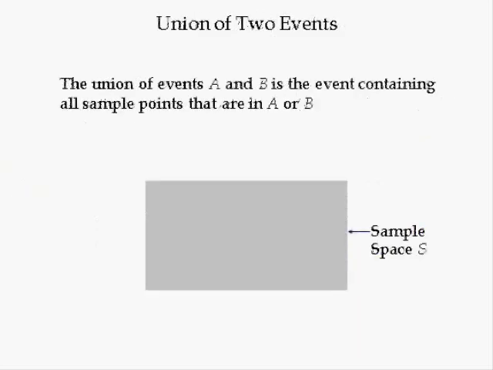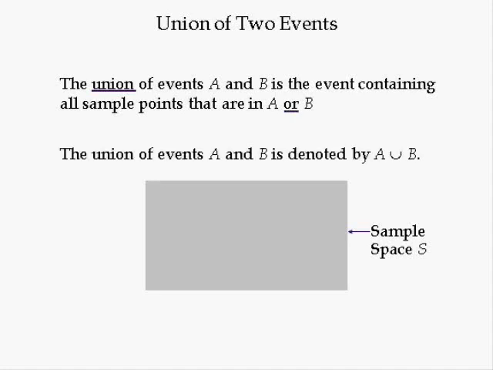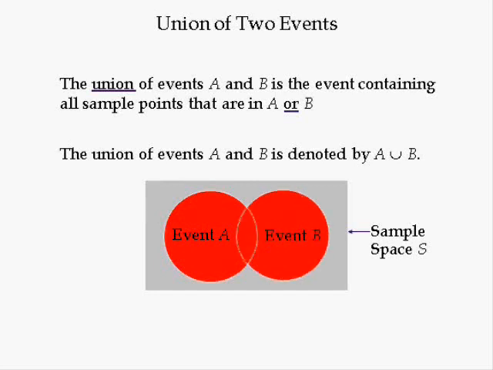A Venn diagram can be used to illustrate the union of two events. The union of events A and B is the event consisting of all sample points that are in A or in B. The union of events A and B is denoted by A union B. Suppose the circle on the left contains all of the sample points in event A, while the circle on the right contains all the sample points in event B. All the sample points that are in A or B are in the union of these events.